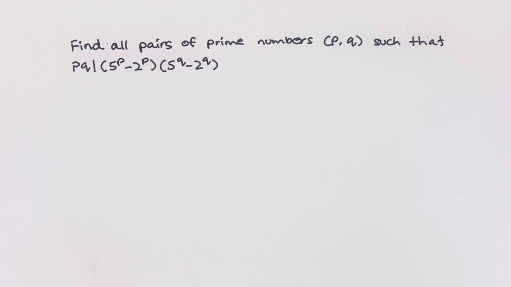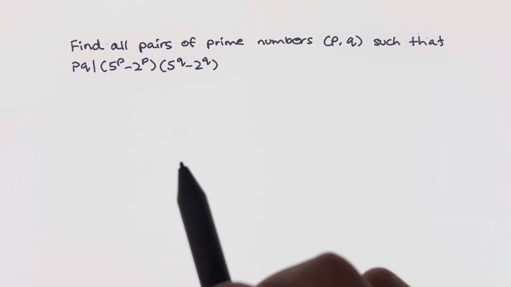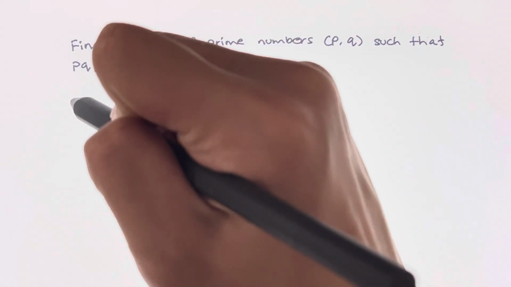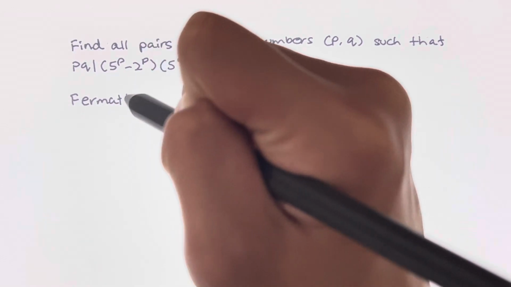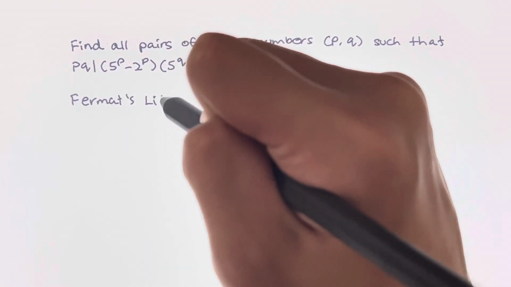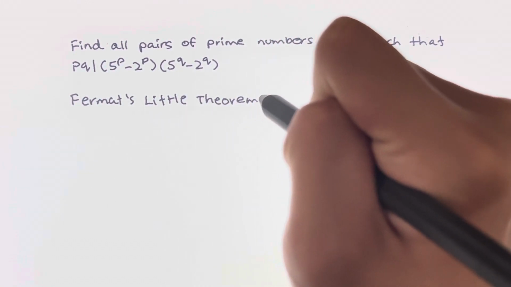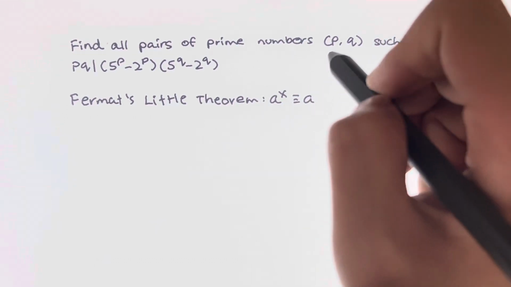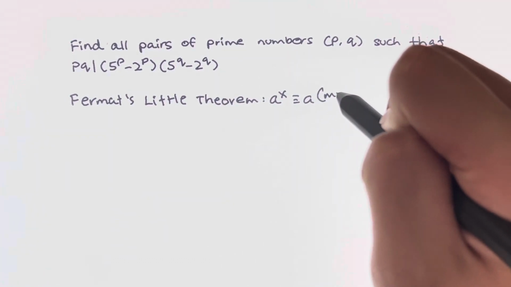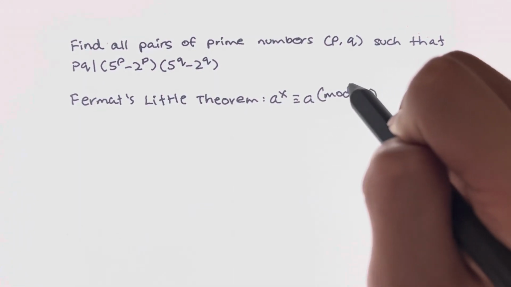So, our key tool is going to be Fermat's little theorem from number theory. It states that a to the power of x is congruent to a mod x, for a prime number x.